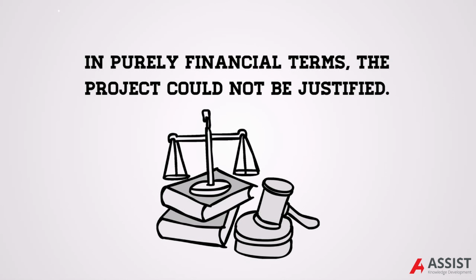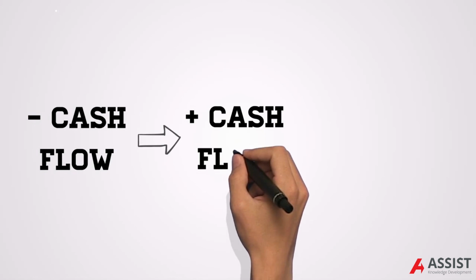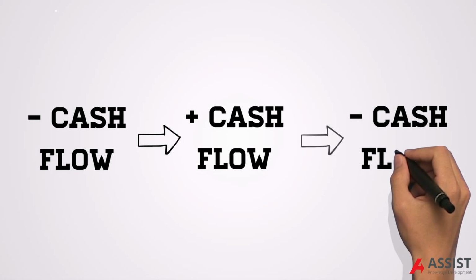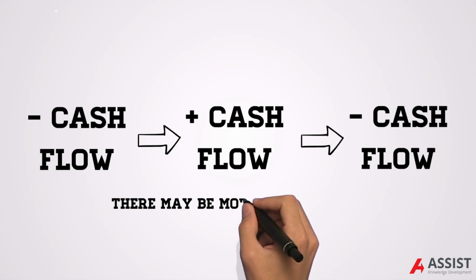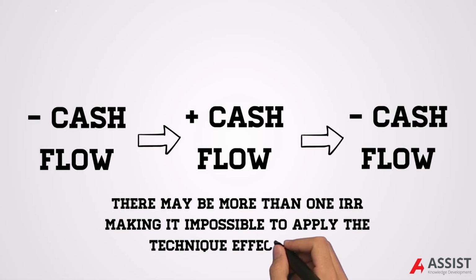There is also a technical problem with the IRR, that if the cash flow is non-conventional, for example, if there is a negative cash flow followed by a positive one, followed by another negative one, then there may be more than one IRR, making it impossible to apply the technique effectively.